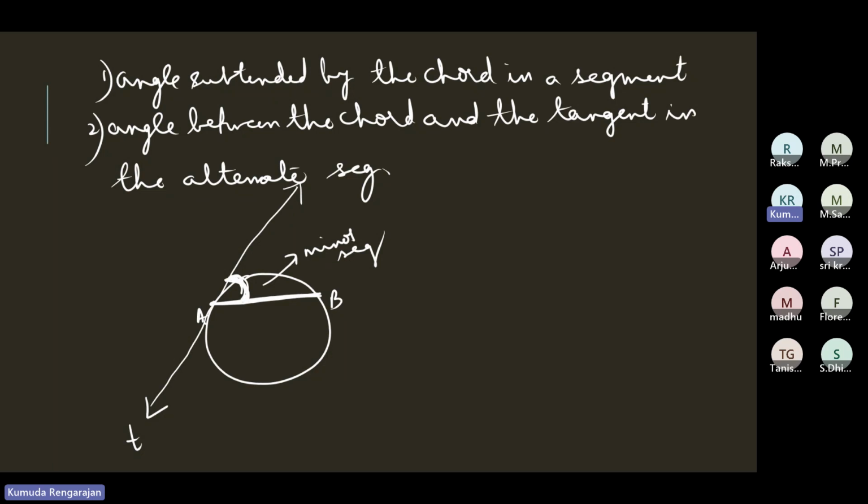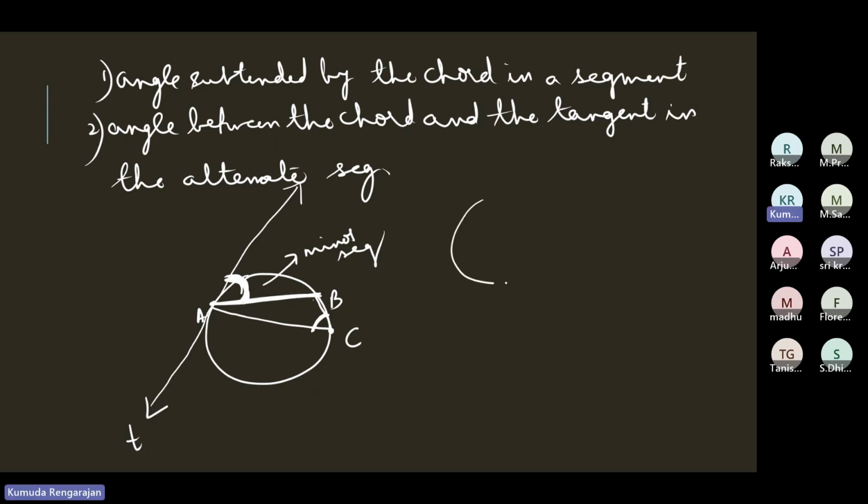So take a point anywhere on the circumference of the major segment, anywhere. You can take a point here also. Take a point C. Join the ends of the chord to that point C. So this is the other angle. This is the angle subtended by the chord in the major segment, and this is the angle between the chord and the tangent of the minor segment. These two angles are equal.